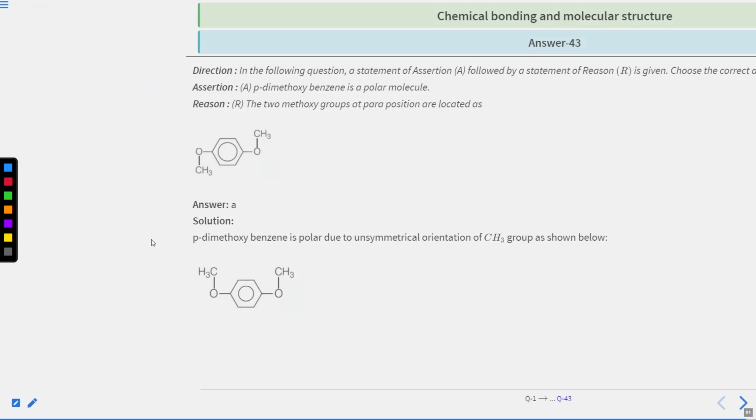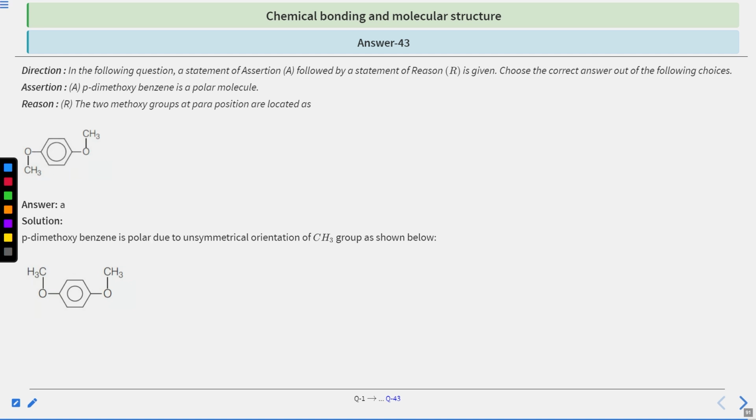Okay, so the correct answer will be option A. Para-dimethoxybenzene is a polar molecule, which is given in the assertion, due to the unsymmetrical orientation of the CH3 groups as shown below in the given figure. So both assertion and reason are correct, and the reason is the correct explanation for the given assertion. Hence option A will be the correct answer for this question.